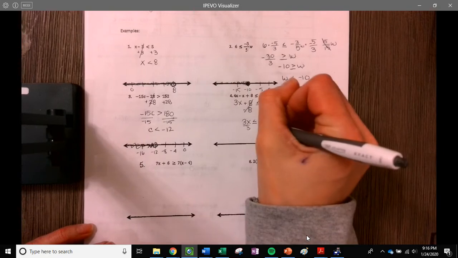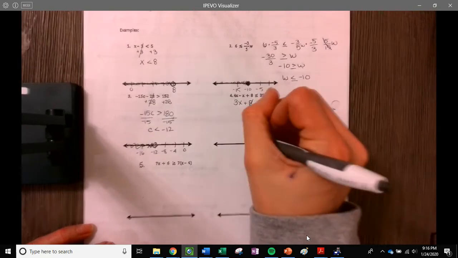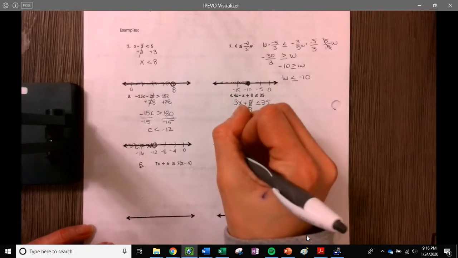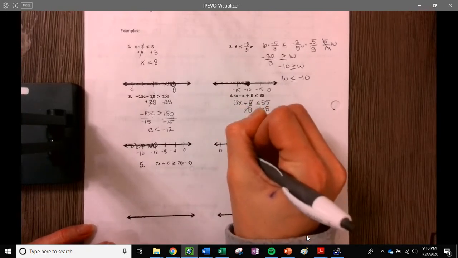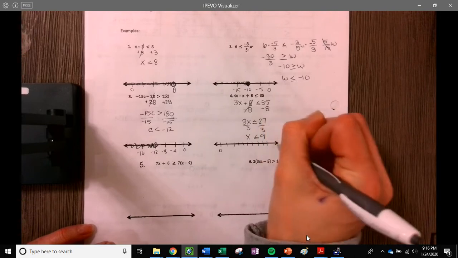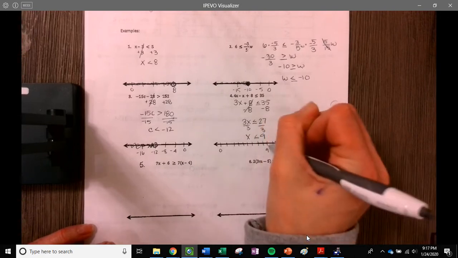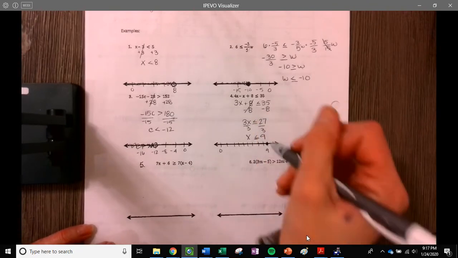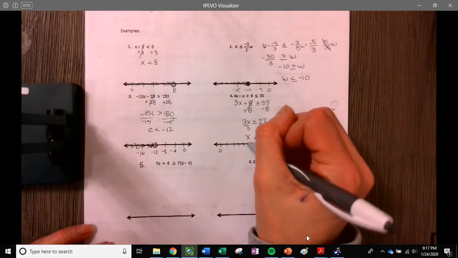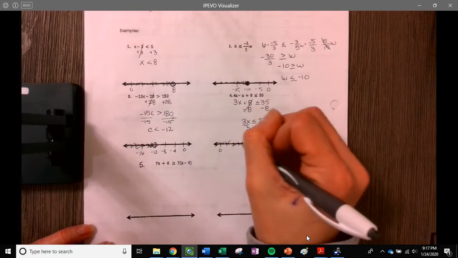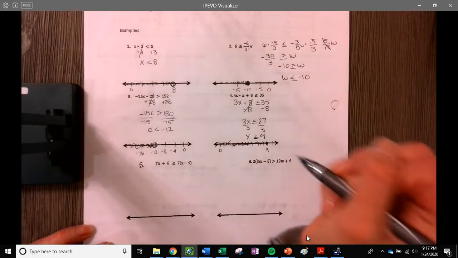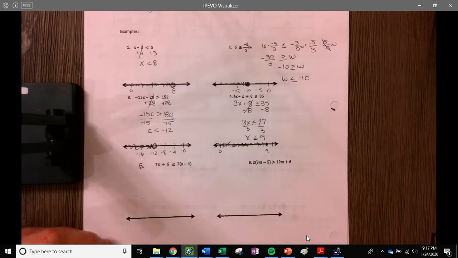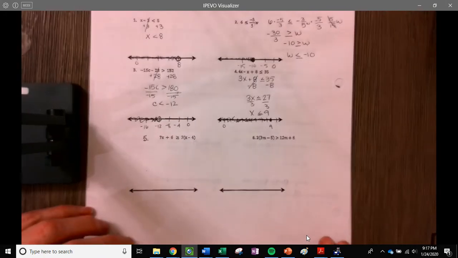Divided by 3. Divided by 3. And x is less than or equal to 9. So I'm going to start down here at 0, 5, 6, 7, 8, 9. Here's 9. And I'm going to make a closed circle because we've got the line underneath the sign. And I'm going to shade in the direction that the arrow is pointing. My shading is getting worse as we go. Yikes.